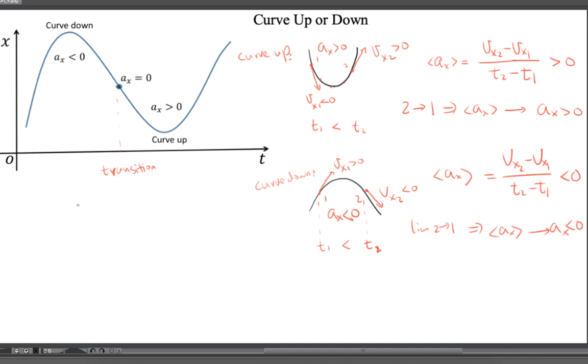This case corresponds to, in mathematics, the second derivative equals 0. The second derivative of the XT diagram equals 0.